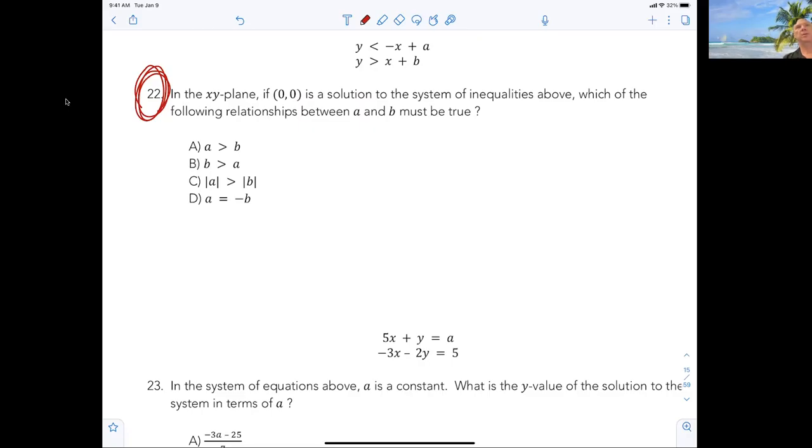Is anybody confident? It's hard. What is it? B so far? Tell me. I said A. A, good.